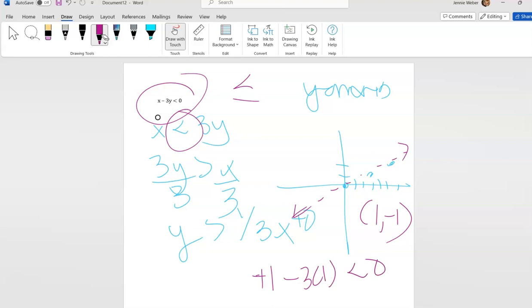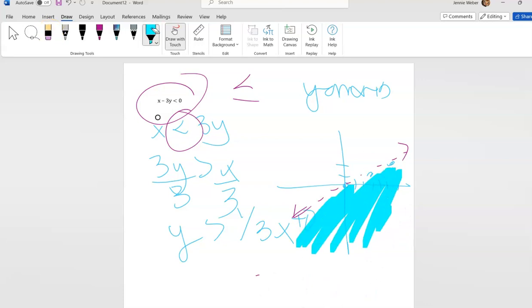So this 1 minus -2 is less than 0. That is true, right? -2 is smaller. So then I'm going to erase all this stuff I got going on down here. That's true. So then this is the true side. It gets shaded in. Okay, if I would have got the false, I would have just shaded the other side. So hopefully this helps you go through this. This is just all about getting that line graphed and then testing a point to see which side it should be on.